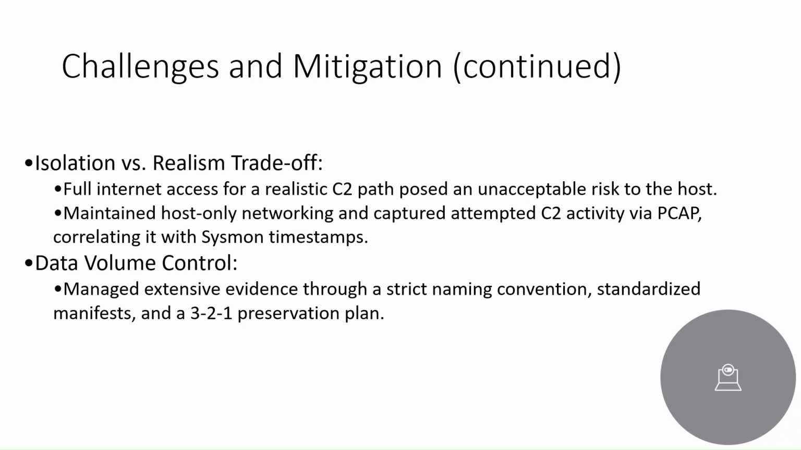We also ran into other technical challenges, such as the fact that running a full experiment with internet access would pose a risk to the host machine and other networks. To get around this challenge, we maintained host-only networking and captured attempted communication via packet capture, correlating it with Sysmon's timestamps to record data. We also controlled huge data volume using a strict naming convention, a standardized manifest, and the 3-2-1 preservation plan.